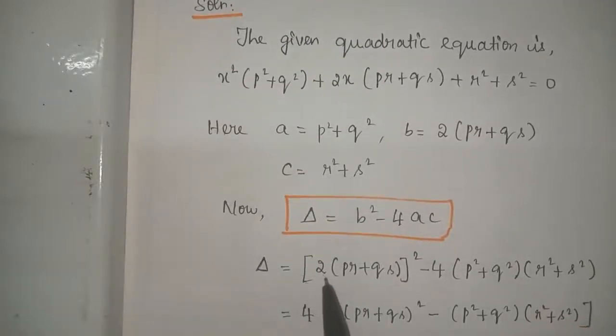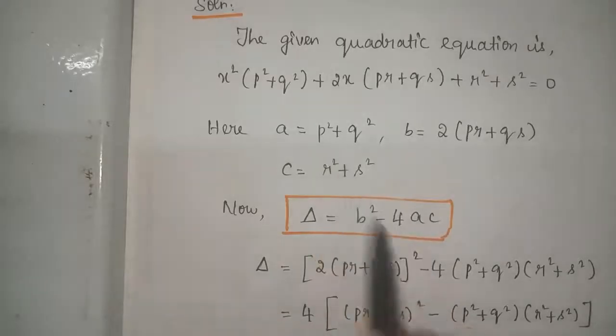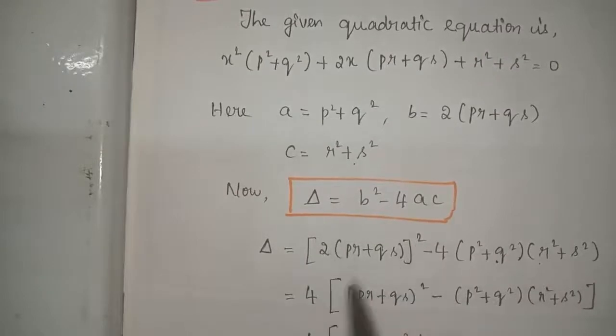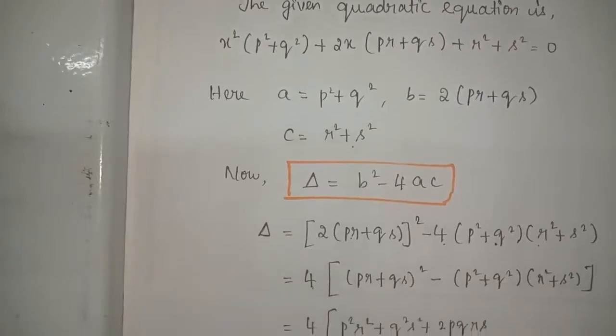So delta is equal to the b value, 2(pr + qs) the whole square, minus 4 into the a value, p² + q², and the c value, r² + s². So 2 squared is 4, then (pr + qs) the whole square. Here also you have 4, so we are taking 4 common out. The remaining term is minus (p² + q²)(r² + s²).